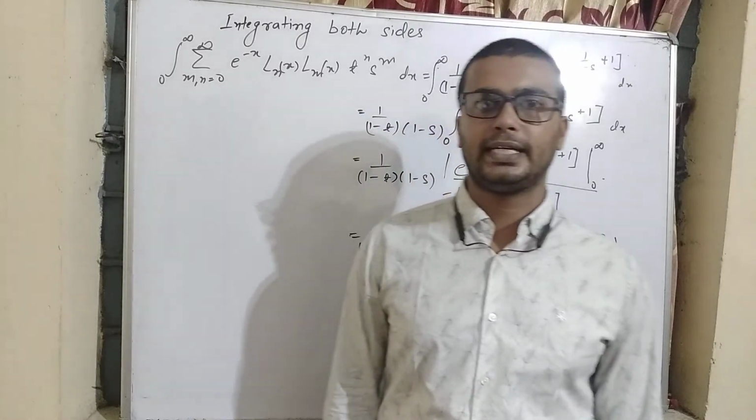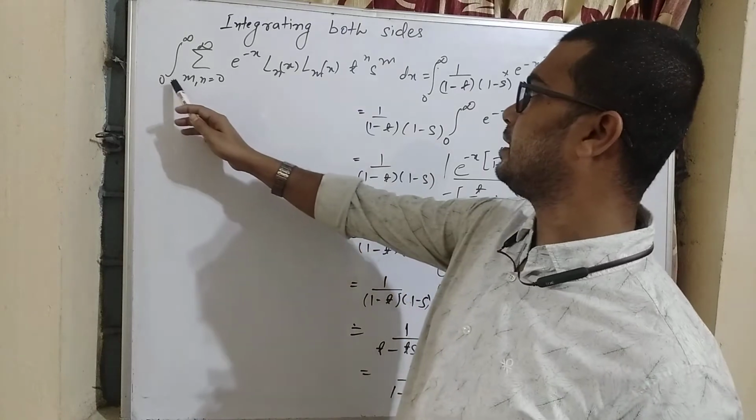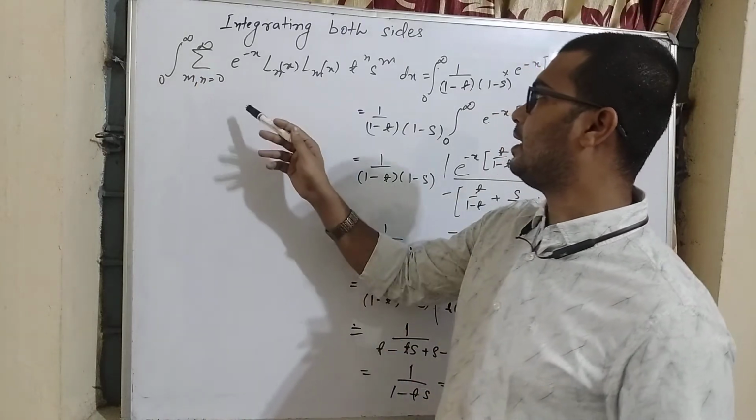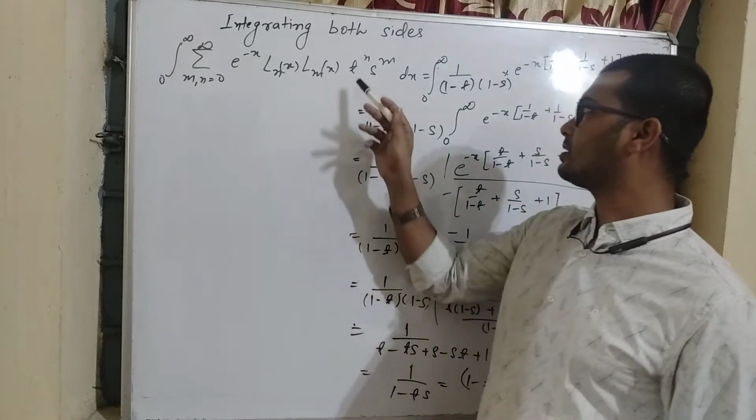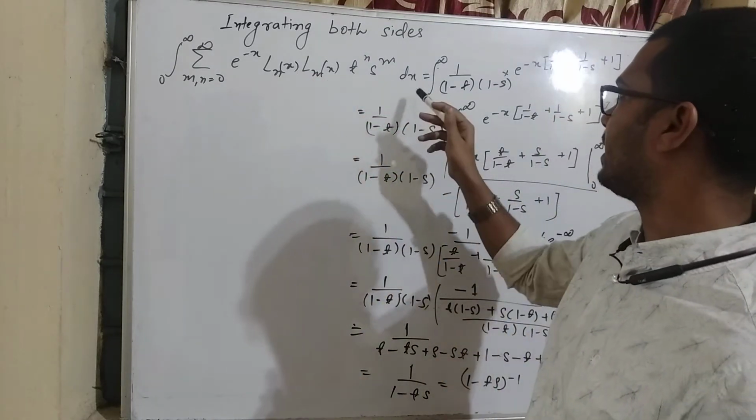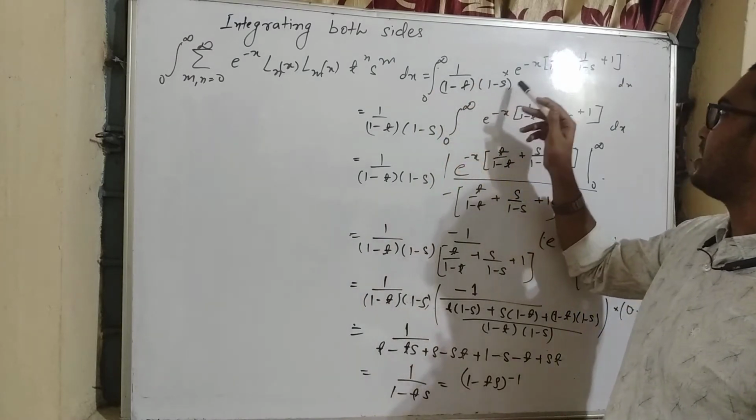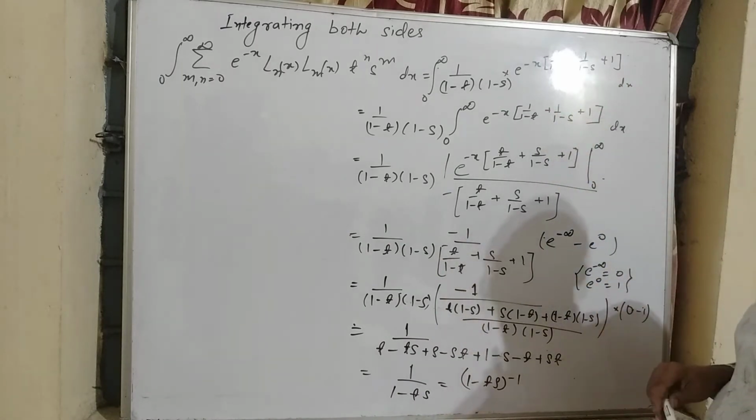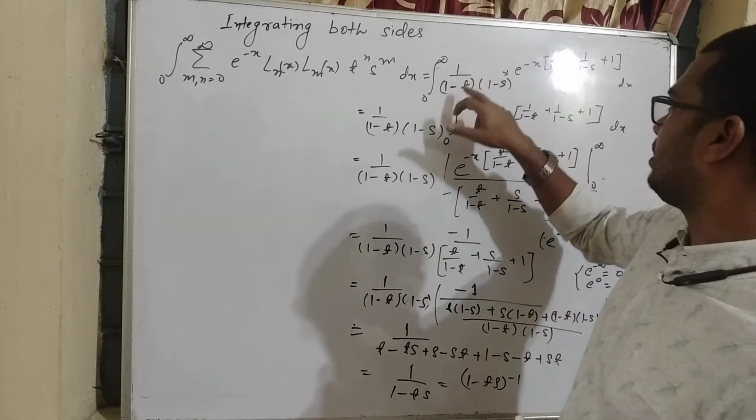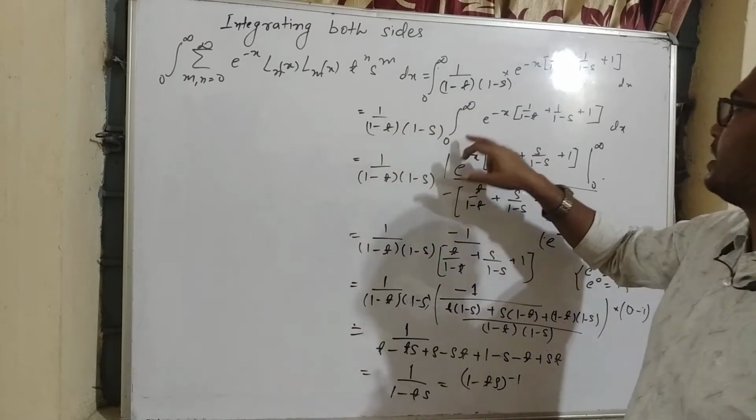Now we will integrate the previous equation. On integrating both sides, integration 0 to infinity, summation m, n equal to 0 to infinity, e to the power minus x Ln(x) Lm(x) t to the power n s to the power m dx is equal to the integral from 0 to infinity of 1 by 1 minus t, 1 minus s, e to the power minus x times t upon 1 minus t plus s upon 1 minus s plus 1. Now 1 by 1 minus t into 1 minus s will come out as a constant.